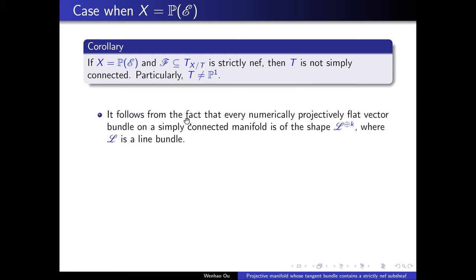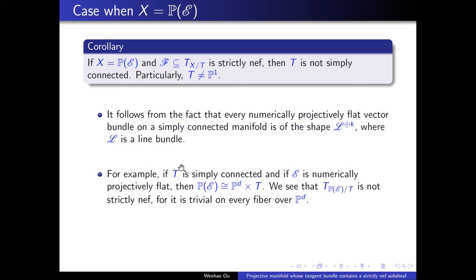The proof is very simple. It follows from the fact that every numerically projectively flat vector bundle on a rationally connected manifold is a direct sum of the same line bundle. So if you calculate it yourself, you show that the projectivization of every numerically projectively flat vector bundle is isomorphic to a trivial projective bundle. For example, in the first case, the relative tangent can never be a strict subsheaf in F, because it is trivial on every fiber over P1. So this relative tangent is not a strict subsheaf, and we obtain a contradiction. In the second case, we can deduce the same contradiction. It is a little more complicated, but the idea is the same.